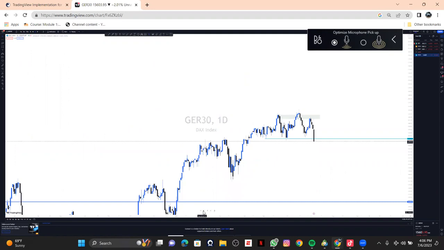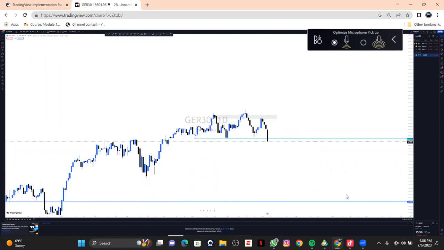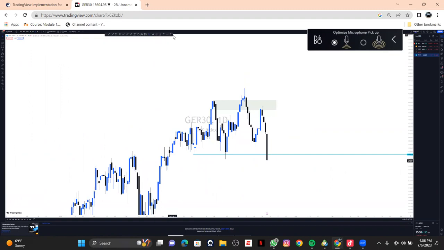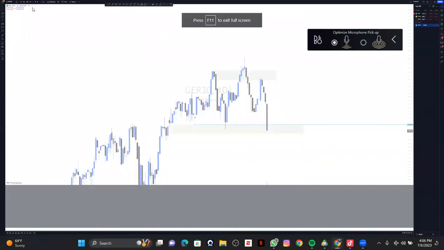I love the daily time frame. I'll go to the daily time frame because most of the time when I analyze, that is the time frame I go to. So I'll highlight this level, the lower low level. After highlighting that level, we can go to our time frame, which is the 4 hour.